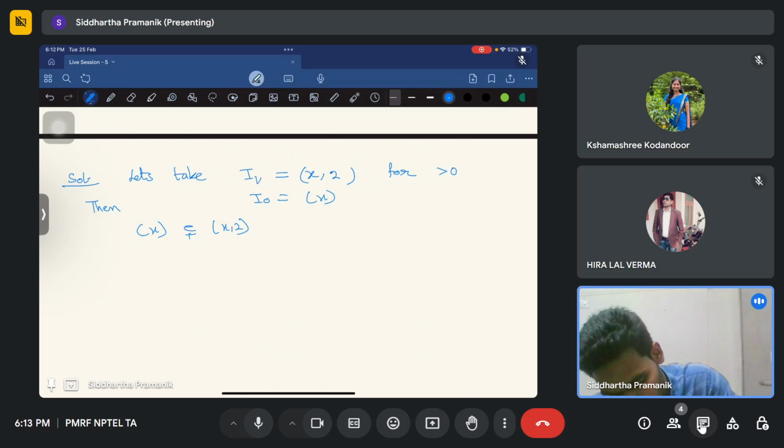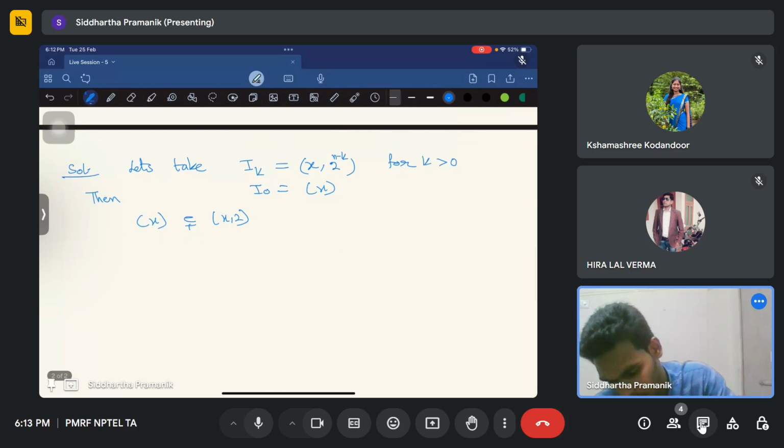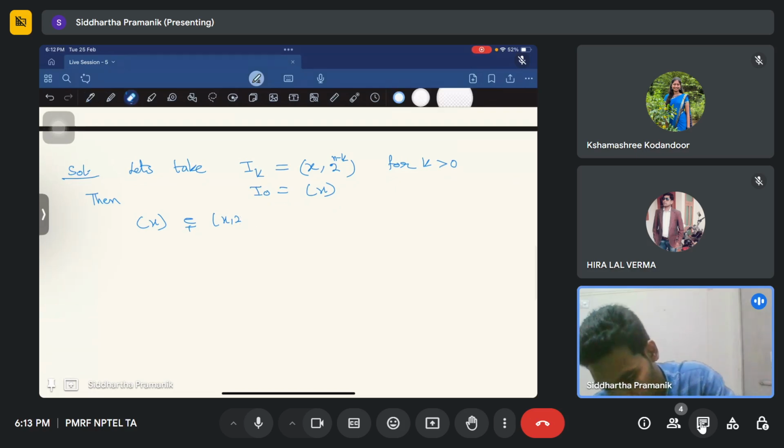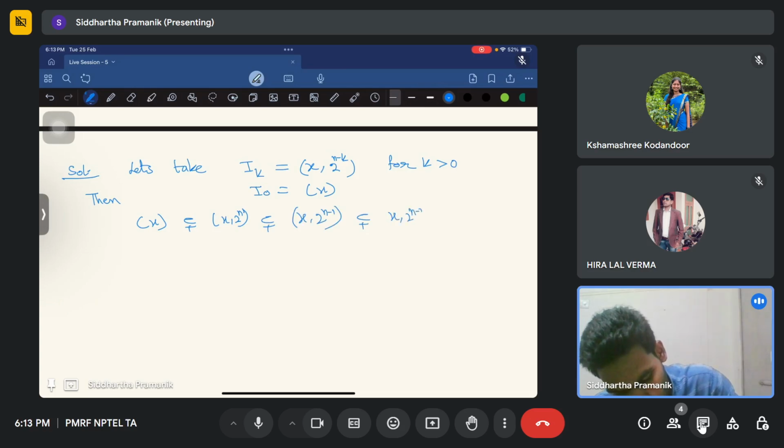Okay, you take I_k is (x, 2^(n-k)) for k greater than or equal to 0. Then the ideal generated by x is contained in (x, 2^n), and it is also properly contained in (x, 2^(n-1)). It is properly contained in (x, 2^(n-2)), and you can go up to (x, 2), and we know that the ideal generated by (x, 2) is a maximal ideal, so it cannot go beyond that.